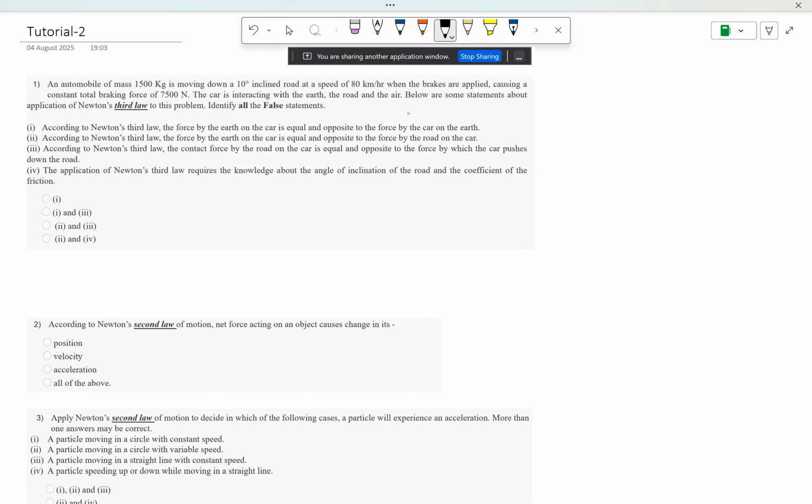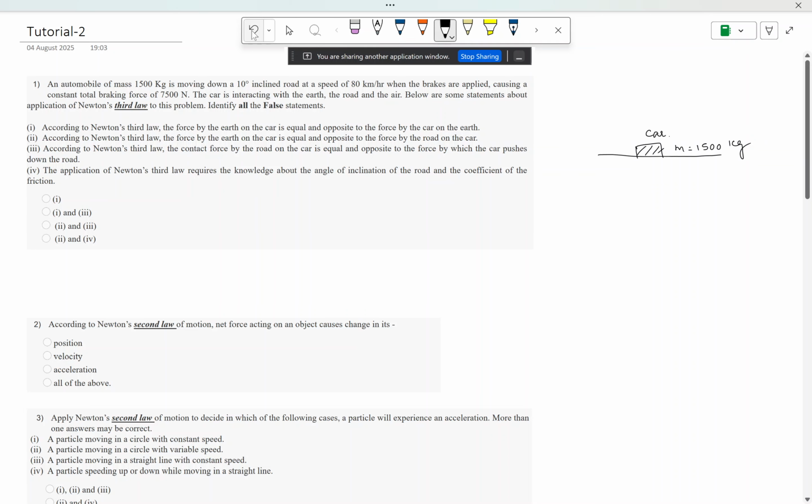Okay, so first of all, let us register what information the problem is giving us to solve it. We are told that there is a car, the automobile here. Let's say, assume this is the car. Now this has a mass of 1500 kg, right?